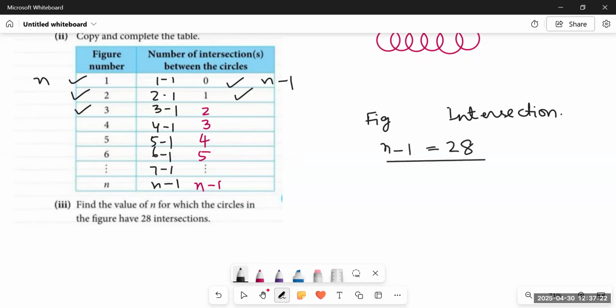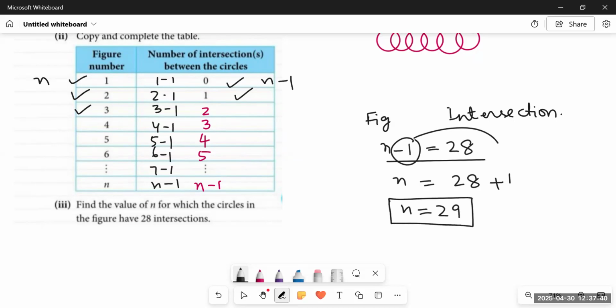If there are 28 intersections, how many circles would there be? For this, we write n is equal to 28 plus 1. We move this minus 1 to the other side, so it is added to 28 and the answer is 29. It means for n equal to 29, there would be 29 circles, and one less, that is 28 intersections. So if you are provided with the number of circles, you can find the number of intersections by subtracting 1 from the number of circles. If you are provided with the number of intersections, you have to add 1 to find the number of circles.